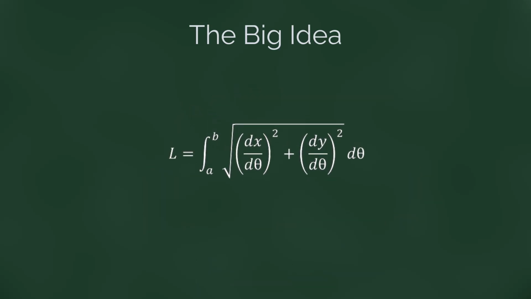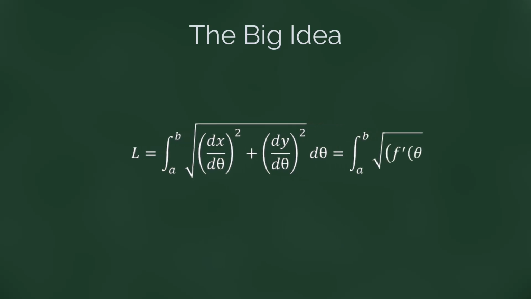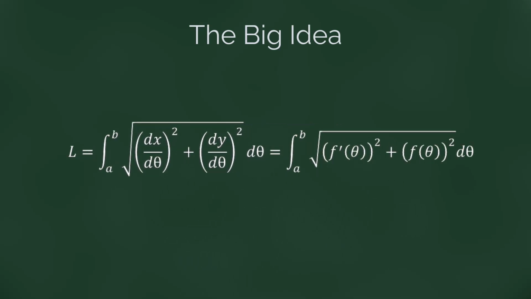Putting all these ideas together, we see that our arc length, which was the integral from a to b of the square root of dx d theta squared plus dy d theta squared, becomes the integral from a to b of the square root of f prime of theta squared plus f of theta squared d theta. And we can calculate that arc length without ever having to change out of our polar coordinate system.